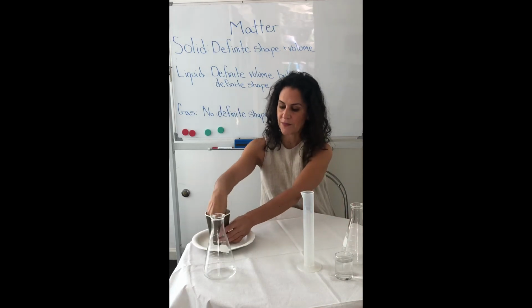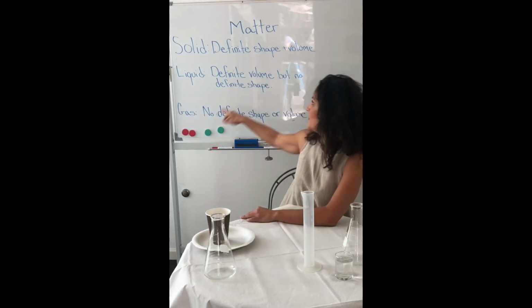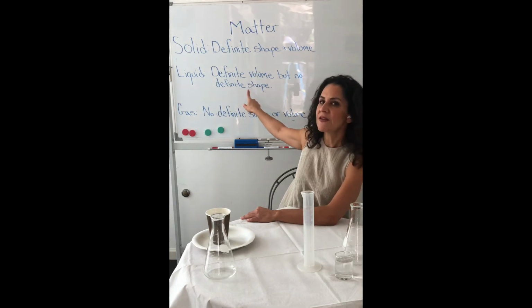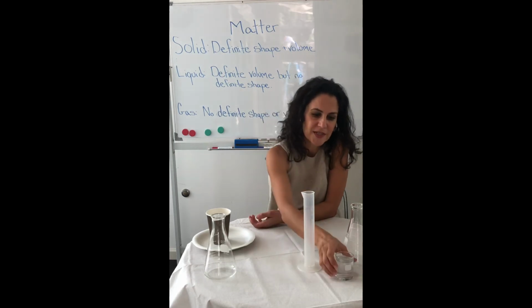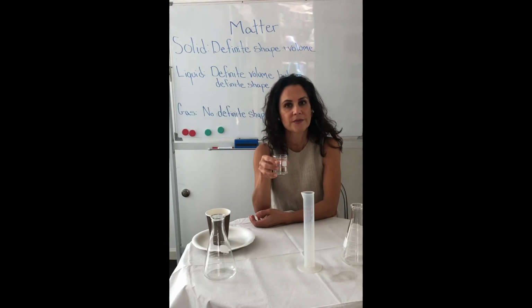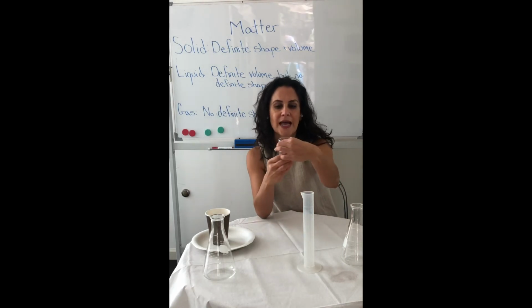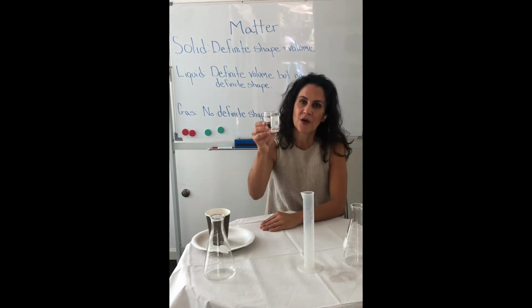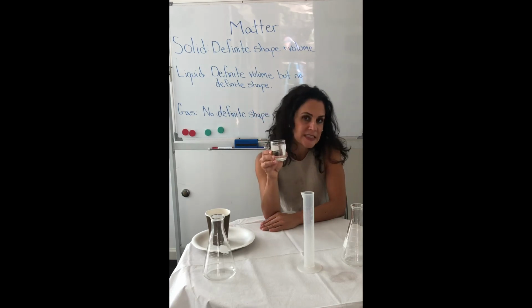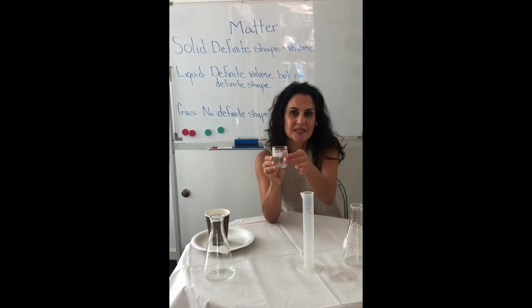Now let's talk about the next state of matter, which is a liquid. It has a definite volume, but it doesn't have a definite shape. A liquid, my favorite liquid, is water. Clear and colorless. I have a container here that has water filled up almost to the very, very top. Now, does this water have a definite shape? I don't think so. I can move it around. The shape changes as I am in this container.